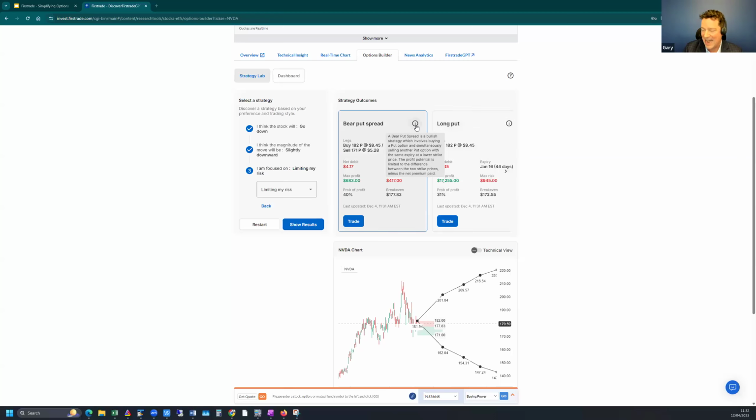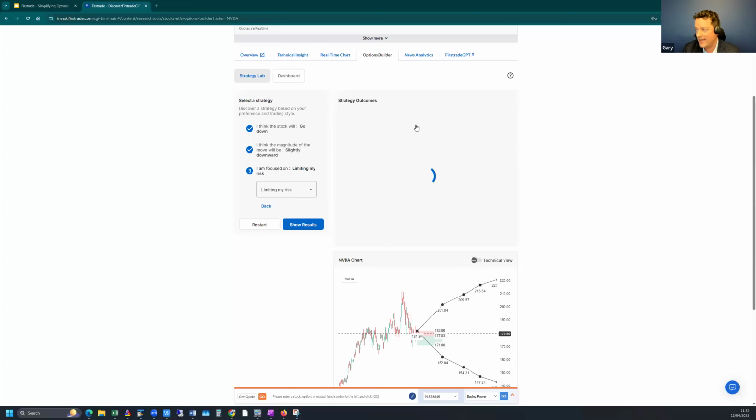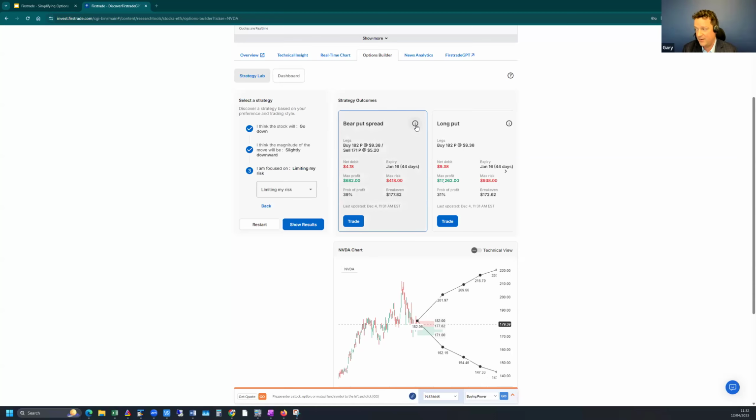If you hover over the I, you will get information as to what is a bear put spread. And we're using plain English here. We want plain language so you understand it the best way possible. So we can see a bear put spread is a bearish strategy, which involves buying a put option and simultaneously selling another put option with the same expiry at the lower strike, right? So you can go through those and play around with them, right?